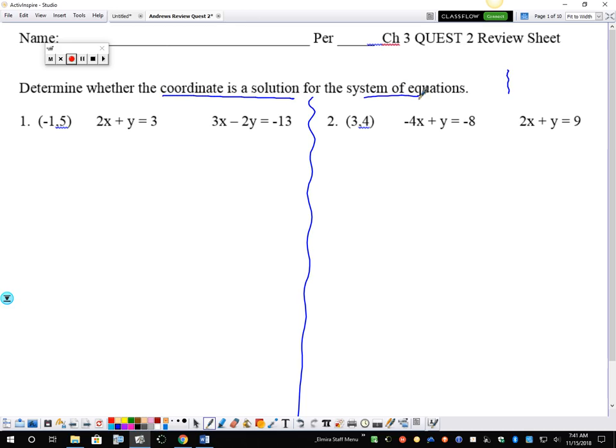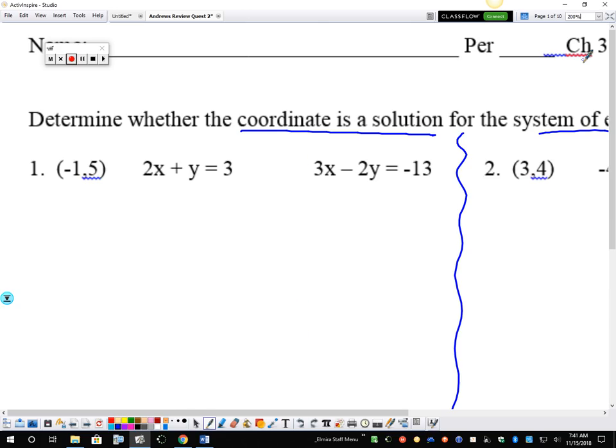So we're not solving this system of equations, we're just testing it out. We're seeing if it works. Okay, so if I were doing question 1, I've got an x value of -1, which I'm going to plug in here and here. And I've got a y value of 5 that I'm going to plug in here and here.